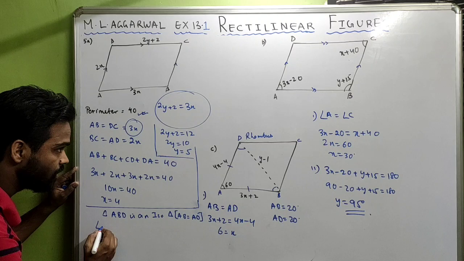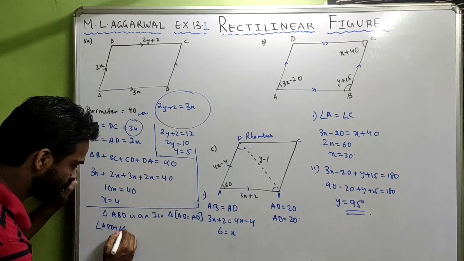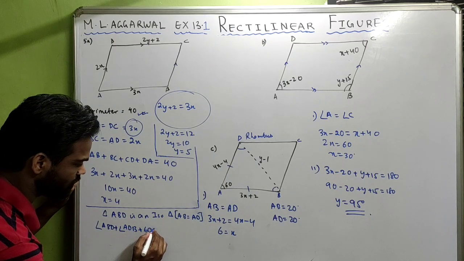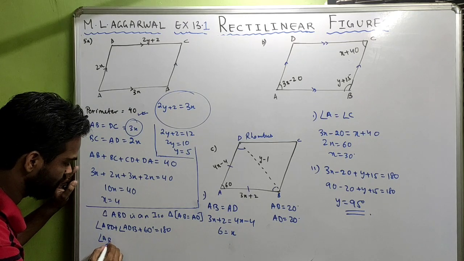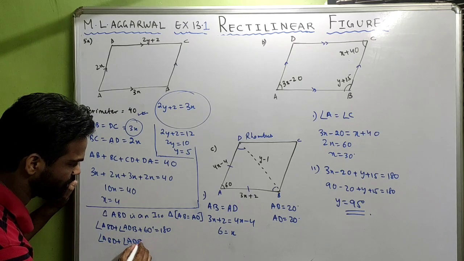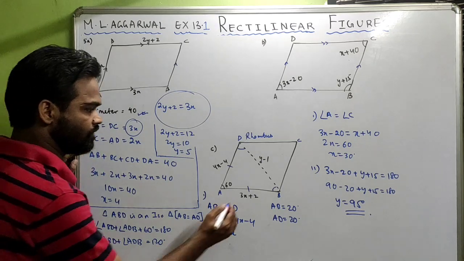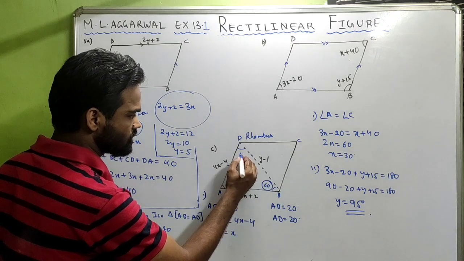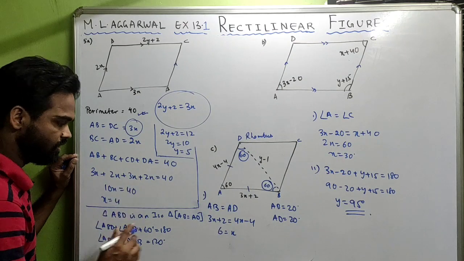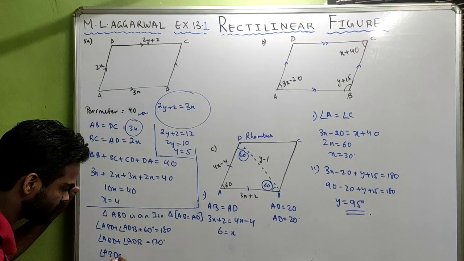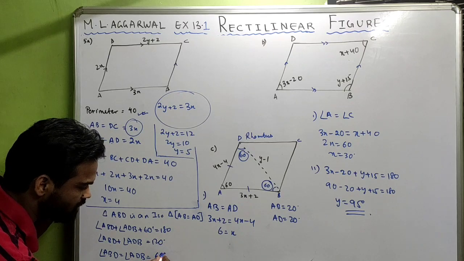Angle ABD plus angle ADB plus 60 degrees will be equal to 180, which means ABD plus ADB, both the angles are equal, is equal to 120. And if both the angles are equal, we can say that this is 60 degrees, this is 60 degrees, isn't it? Because the sum of the two angles is 120, which means angle ABD is equal to angle ADB is equal to 120 by 2, that's 60 degrees.